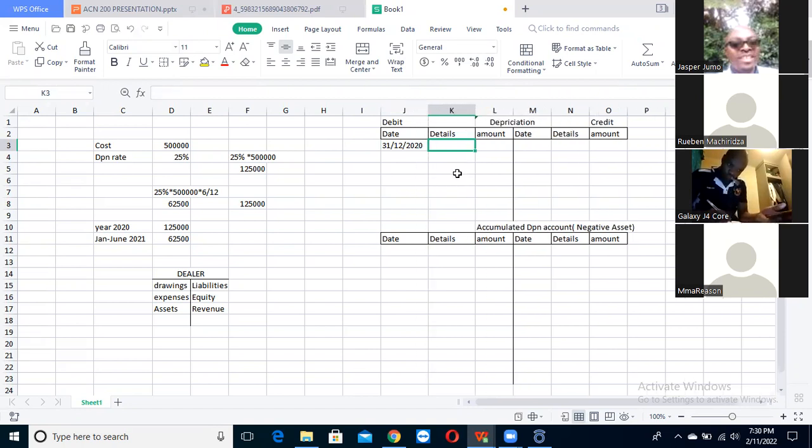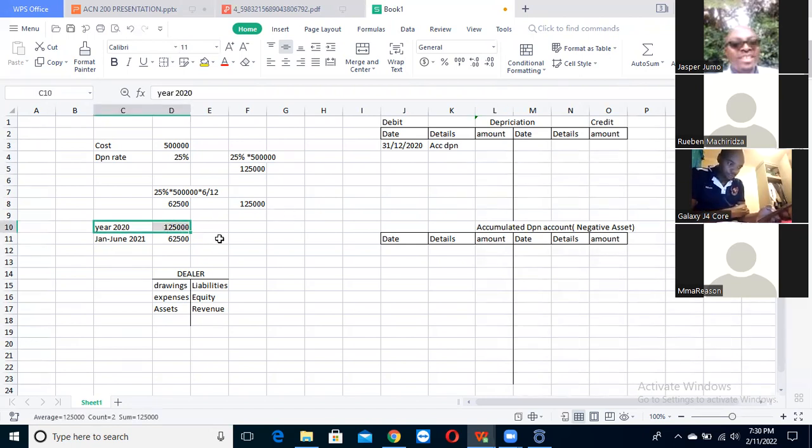The details are always the name of the other account. So the other account is accumulated depreciation, so the details become accumulated depreciation. I'm just using shortcuts for my columns there. And then at the end of the year 2020, we had a depreciation charge of how much? Of 125,000. So we just take it as it is.